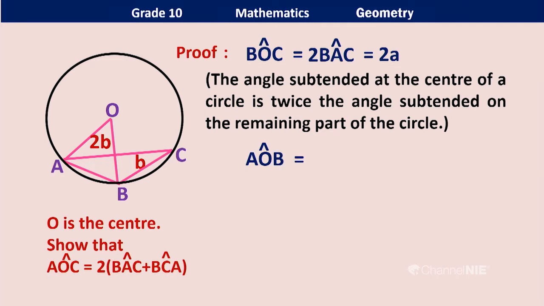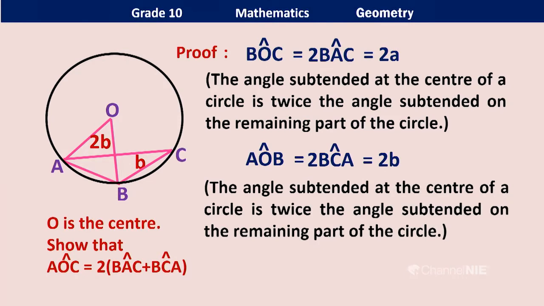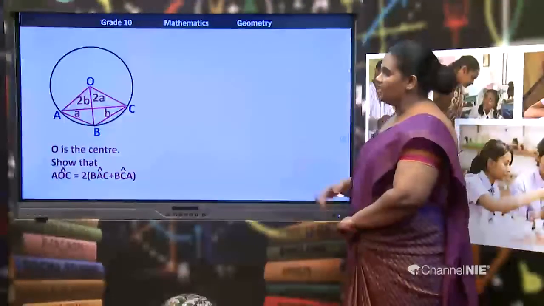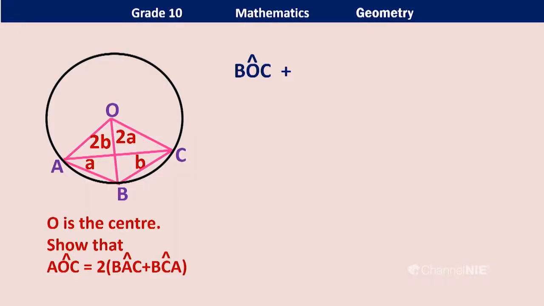Angle AOB is equal to twice of the angle BCA. So, that is equal to 2B. So, we will write the reason. The angle subtended at the center of a circle is twice the angle subtended on the remaining part of the circle. Right. Now, we have got another relationship between angle AOB and angle BCA. Right. Now, we have got two relationships. Now, what I am going to do is add those two relationships together. That means I am going to add the two equations together.